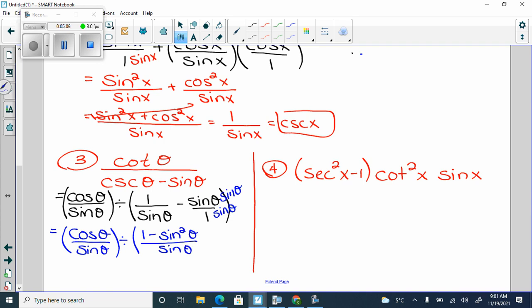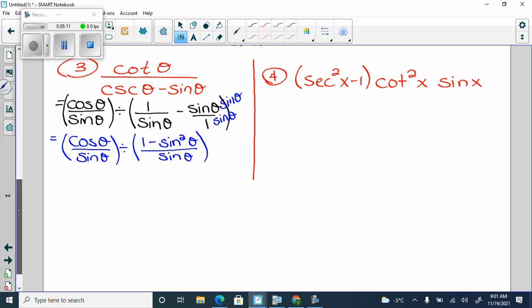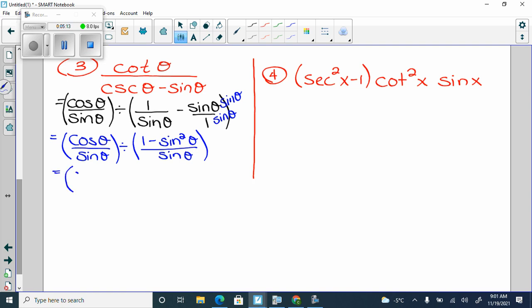Now do I have full fractions? Yes. So now I will be able to flip. So I get cos theta over sine theta times sine theta over 1 minus sine squared theta. Can you transform the 1 minus sine squared theta at this point? Yep, you can do it whenever. It doesn't really matter if you do it before or at the end. If this was me, I would flip it and change it now. But I didn't want to skip a step and lose people. Okay.